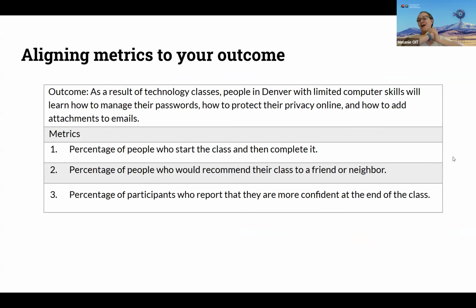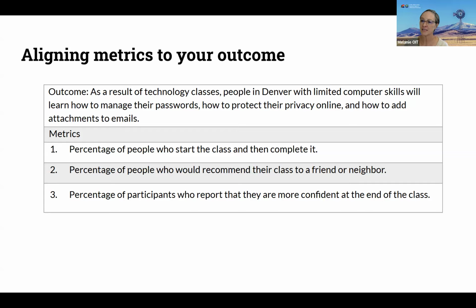So I would love for anybody to take a stab at this. You have 3 options, and I want you to tell me whether 1, 2, or 3 is the metric that aligns with this outcome. As a result of technology classes, people in Denver with limited computer skills will learn how to manage their passwords, how to protect their privacy online, and how to add attachments to emails. We've seen this one before.